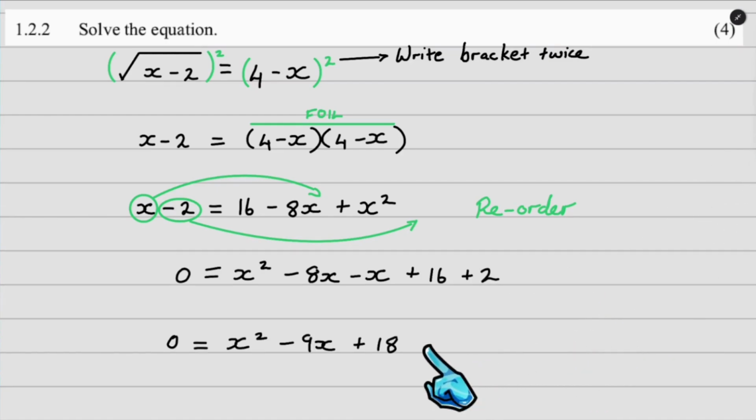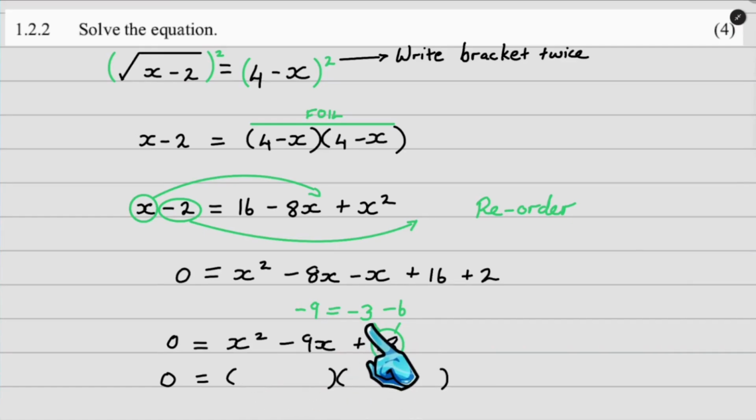Right, so our standard form, I need to look at the factors of 18, that'll give me negative 9. 1 and 18 will not work. 2 and 9 will not work. 6 and 3, I think that will work. And then to get that negative 9 in the middle, I'm going to have to say minus 3, minus 6. And then I can formulate my 2 brackets. My first bracket will be x minus 3. And my second bracket will be x minus 6. And now I can jump to my 2 solutions of 3 and 6.